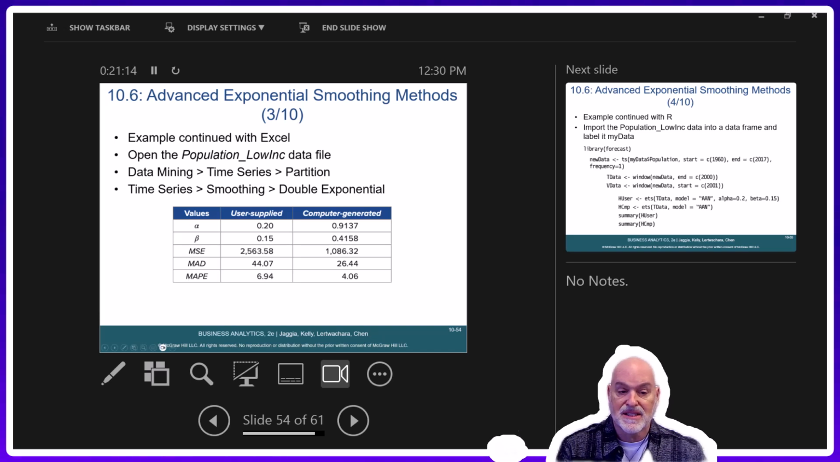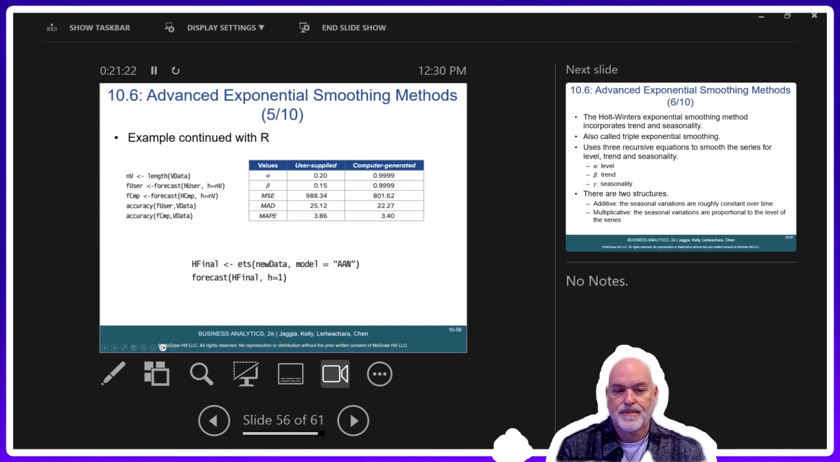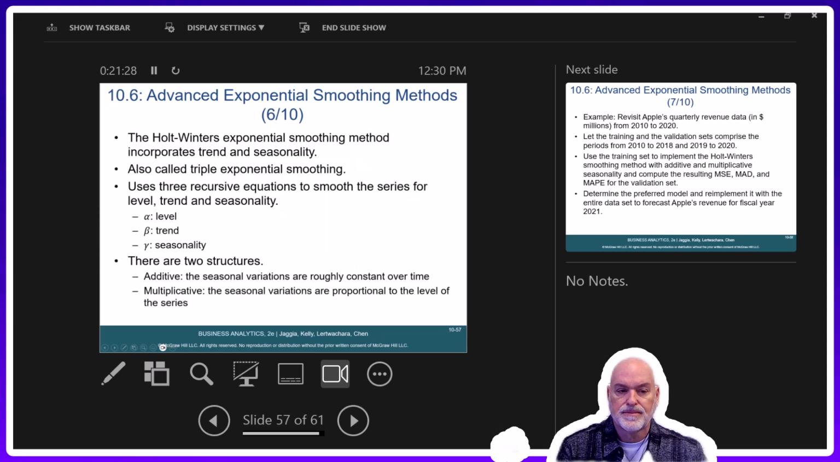Here's the example with Excel. And here's the example with R. This is the example continued with R. We look at the chart here and see the formula.